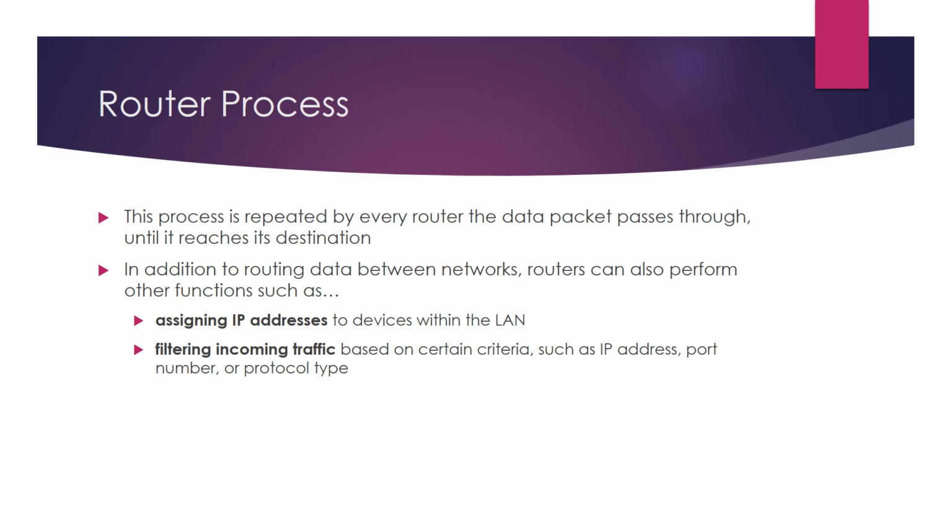In addition to routing data between networks, routers can also perform other functions, such as assigning IP addresses to devices within the LAN, and filtering incoming traffic based on certain criteria such as IP address, port number, or protocol type. The router is responsible for deciding where the data has to be passed and how it has to be sent across the network. So I hope you are pretty clear on how data transmission works and what the different things are that help transfer data from one place to another.